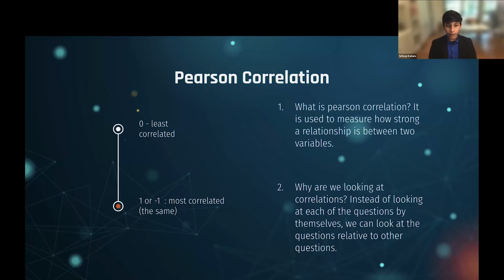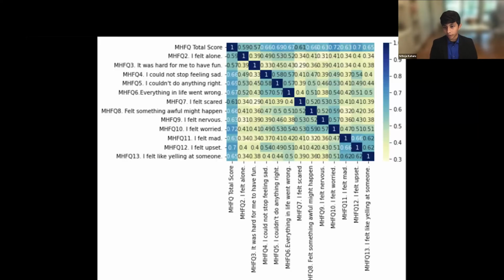And it's denoted by 0, which is least correlated, or 1 or -1, which is most correlated. I'm not using -1 because that means that if one goes up, the other one goes down. And all my questions are talking about feeling sad, mad, so negative emotions. So there's no -1. So here's the chart. We can see that there's a bunch of values ranging from 0.3 to 0.6. And then we see the diagonal values, which are the same, of 1.